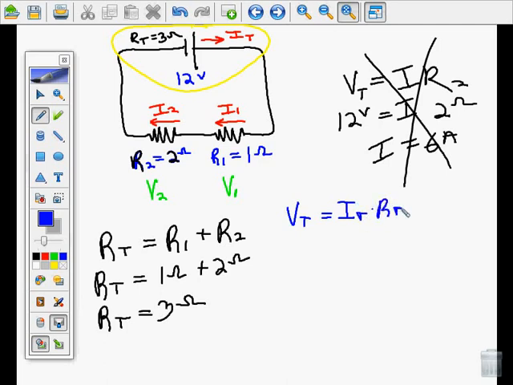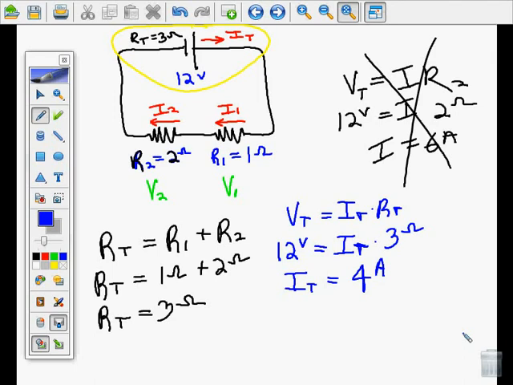What was the total voltage? 12 volts. What's the total current? That's what we're trying to find right now. And now we just figured out the total resistance is 3 ohms. So what does the total current come out to be? That's it. 4 amps.